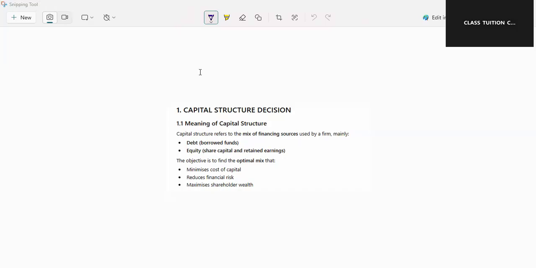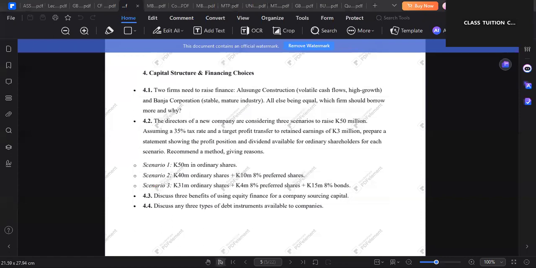Determinant of capital structure. What are some of the key determinants of capital structure? Anyone? I talked about this last time. What are the key determinants of capital structure? We're doing revisions.